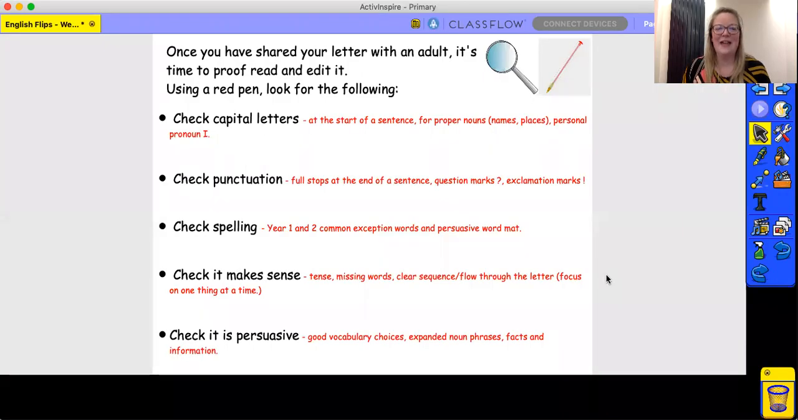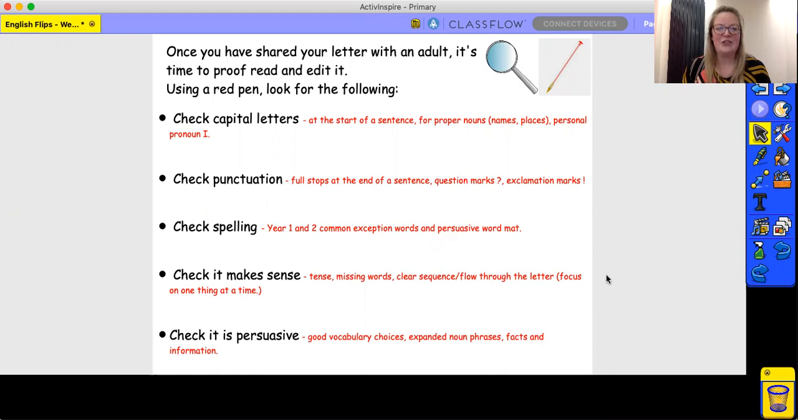Excellent work, Year 2. Now we've edited the content of our letter, it's time to look at the grammatical side of it. So on the board, you will see some things that I'd like you to proofread and edit. Do one at a time, take your time, and remember to look back through your letter for each thing individually.